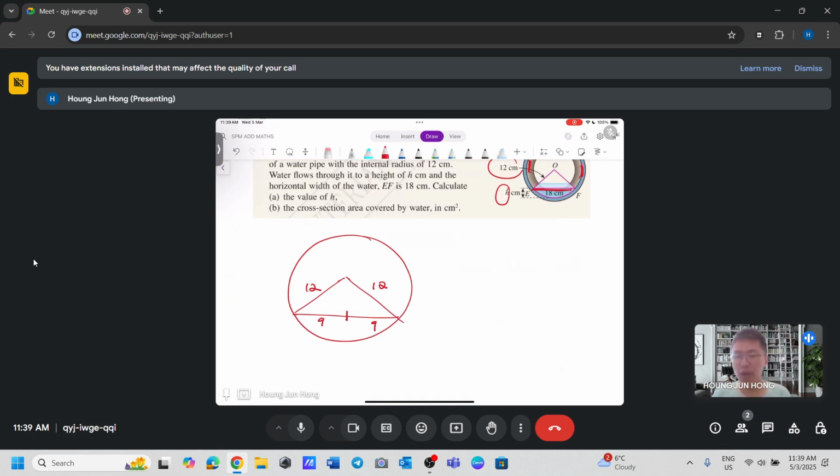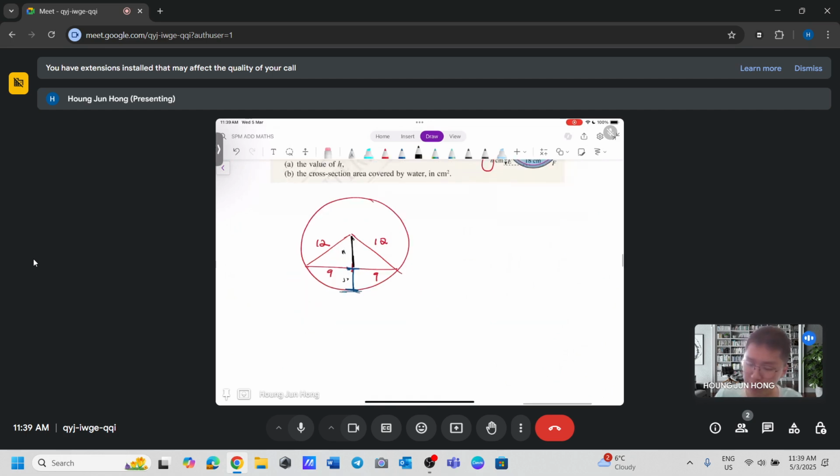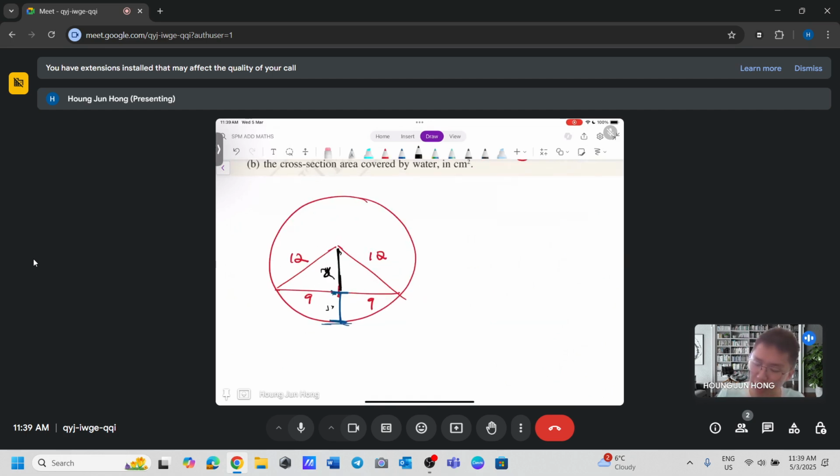What I want to find is this part, which is a part of the radius. This whole thing is also a radius. So technically, if I can find this part, I can then subtract it from the radius, and then I get this part. That's how we work out h. Very simple. You can say this is x and this is y, so x plus y is 12.